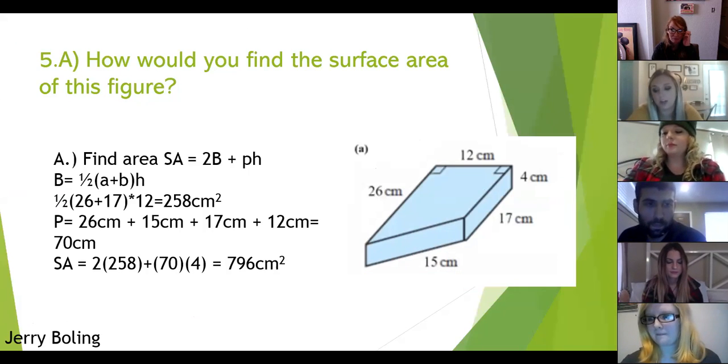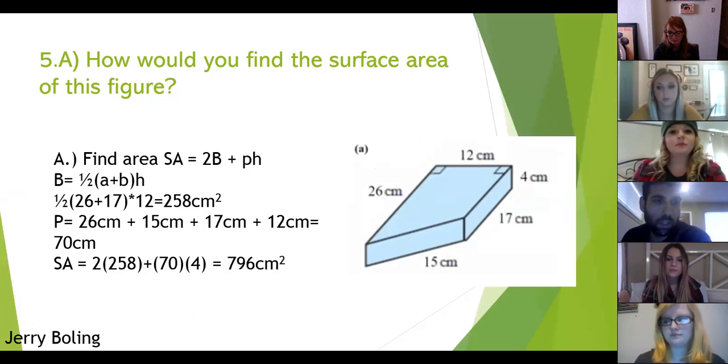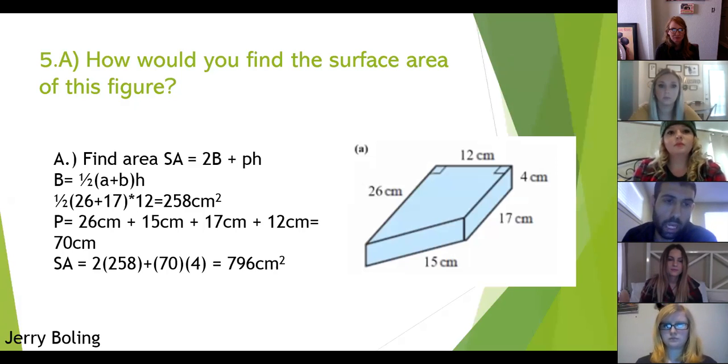Jerry, how would you find the surface area of this figure? Use a simple formula. Find the surface area formula, which is SA equals 2B plus PH. How you get the base is you take 1/2 times AB, which AB is 26 centimeters plus 17 centimeters, and times 12, which is the height, equals 258 centimeters square.